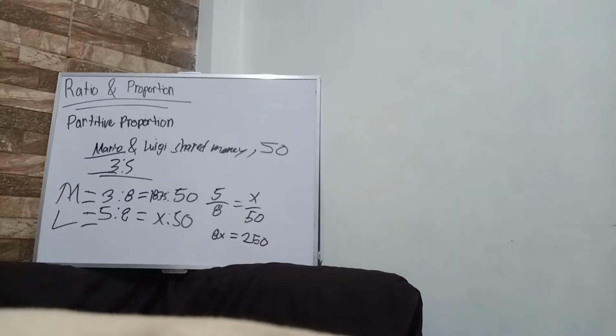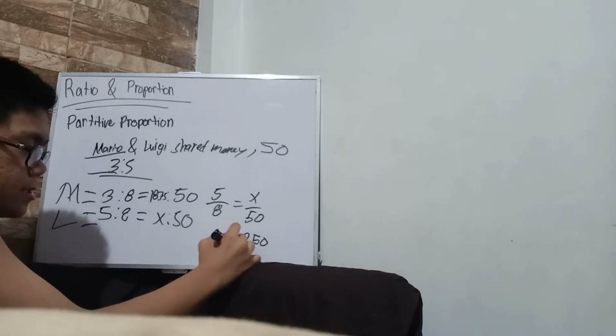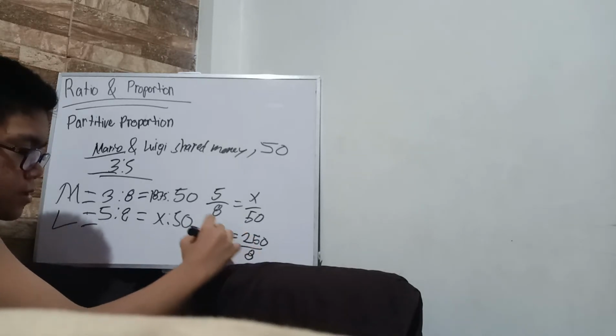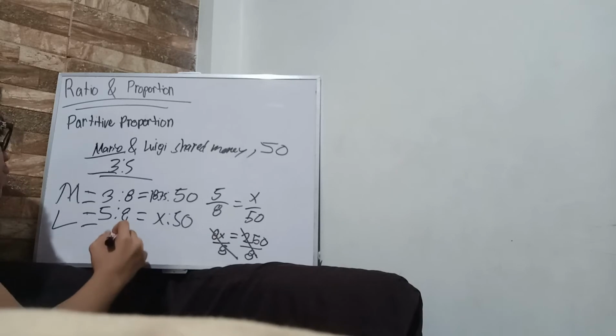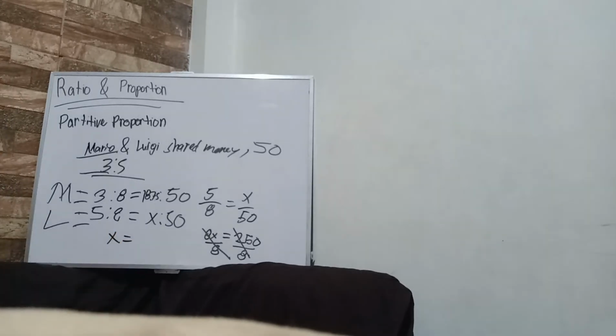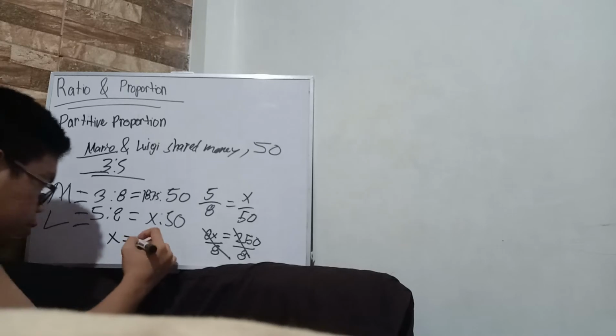So we have 250 divided by 8. There. So x is equal to, let's see, 250 divided by 8, 31.25.